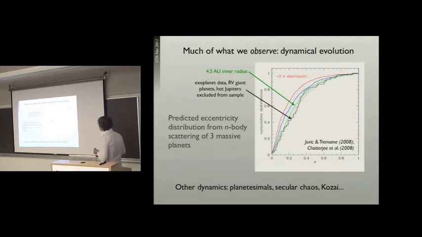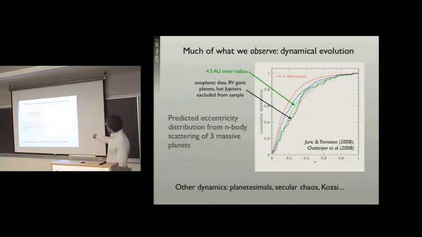And the same is true actually in extrasolar planets. Much of what we see in extrasolar planets, at least in the regime of giant extrasolar planets, appears to be consistent with a basically dynamical explanation for how the planetary system has evolved early on. So here's one example of that.